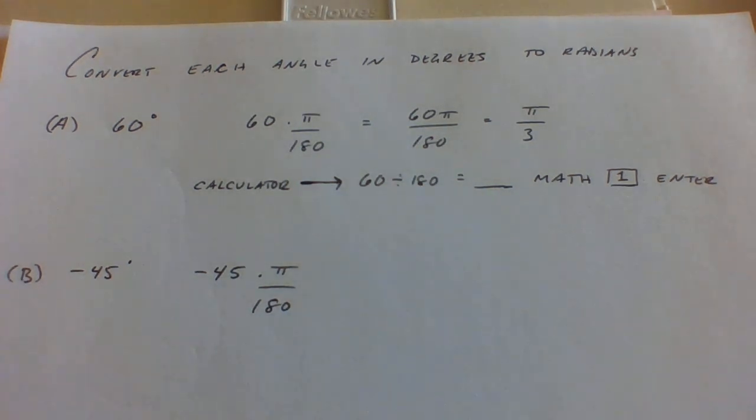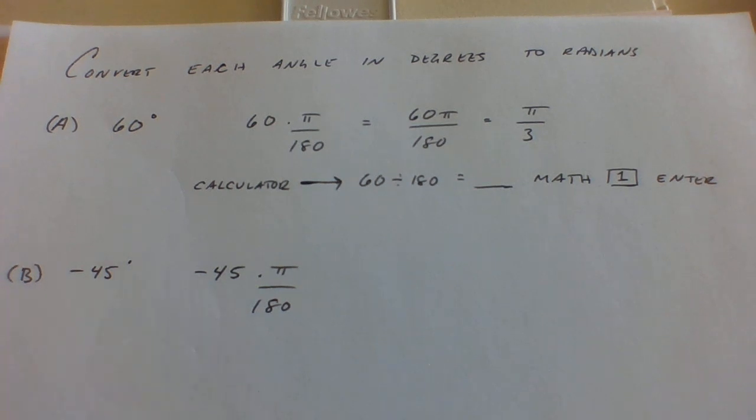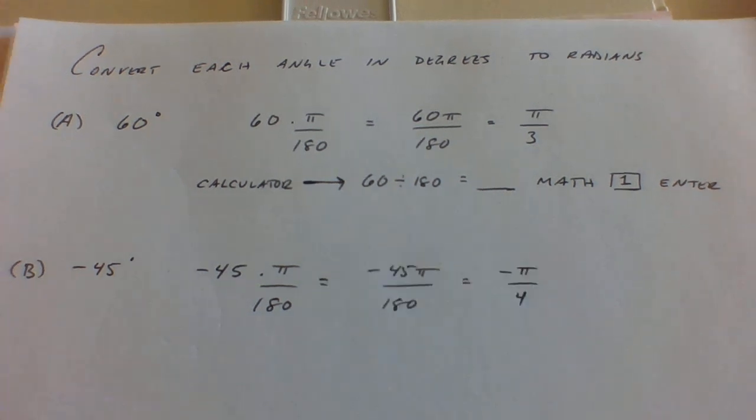Let's do negative 45 degrees and convert that one to radians. I want to multiply this by pi over 180. And this one's going to give us negative pi over 4 radians. Keep in mind it's a negative angle measure, so when we're plotting it, we would be coming down from our positive x-axis, and this angle would end up in quadrant 4.